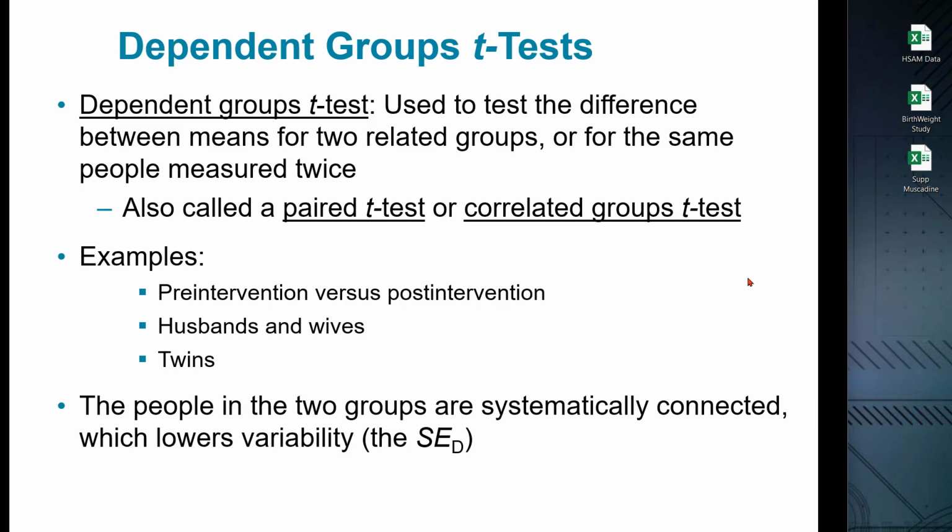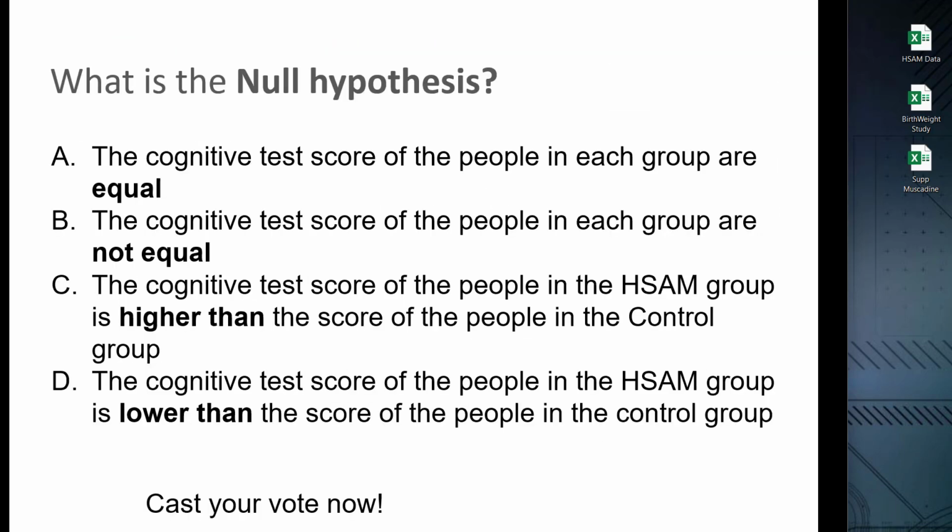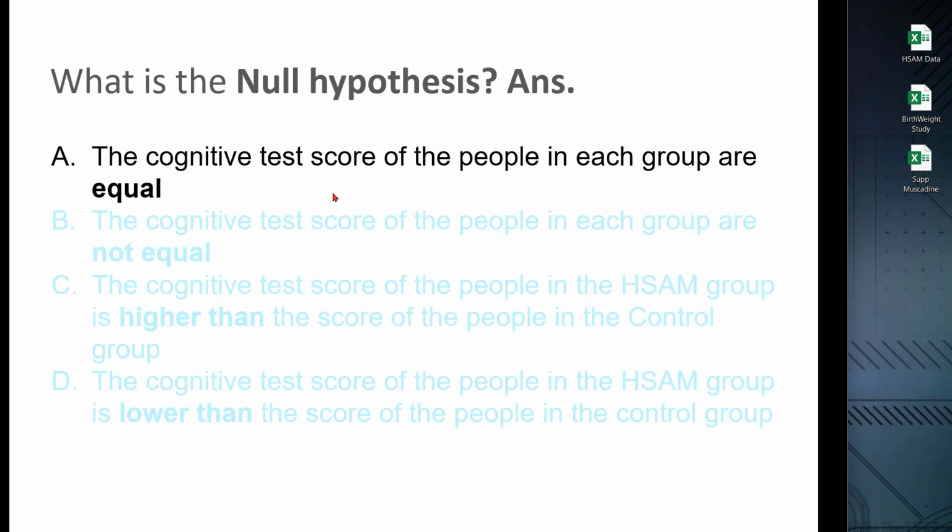Let's look at an example of an independent groups t-test. Here we have data from two groups on a cognitive test, and since subjects were placed in one group or the other, the groups are independent. Since the group sizes are not the same, they will likely have unequal variance, and that requires us to use the separate variance formula test. The null hypothesis here is that the cognitive test scores of the people in each group are equal. We can have StatCrunch do the calculations.